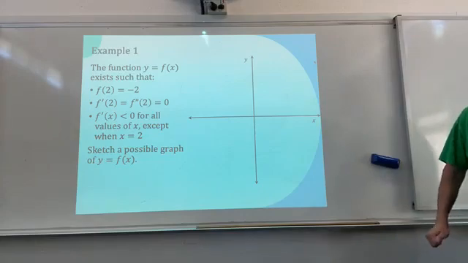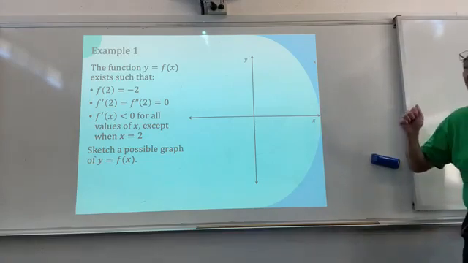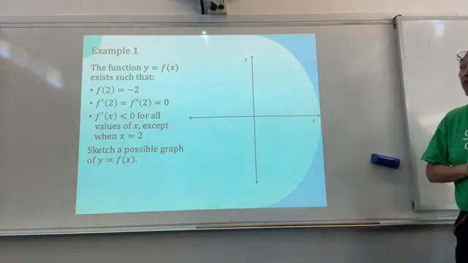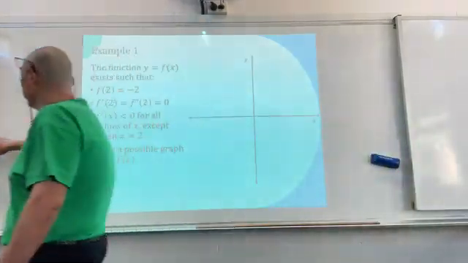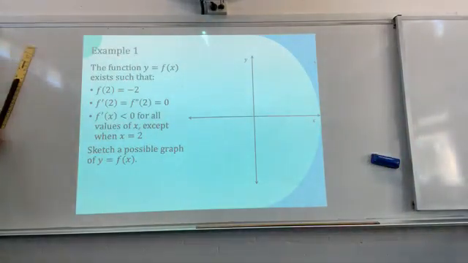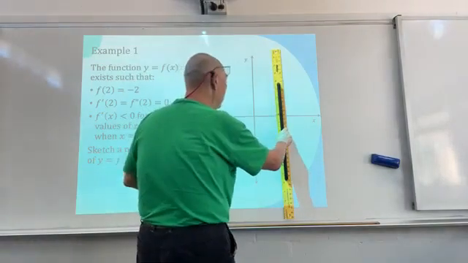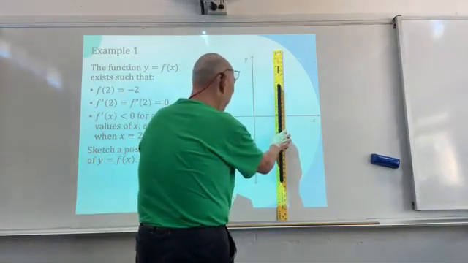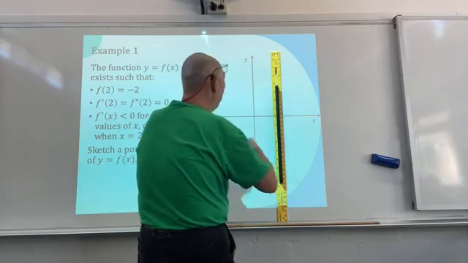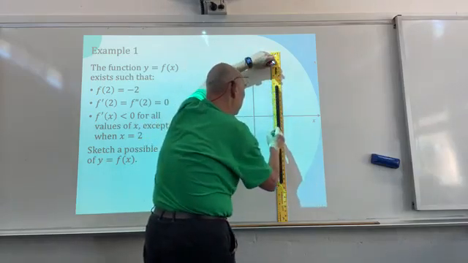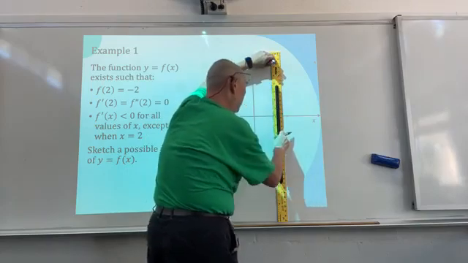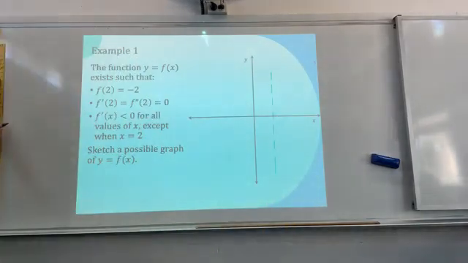First derivative at 2 and second derivative at 2 is 0. And then the first derivative is less than 0 for all values of x except when x equals 2. Can you sketch something like this? If you got a graph like this, what I would do is start off with something like this. Put a dotted line in. Alright, so I do know that this is 2.